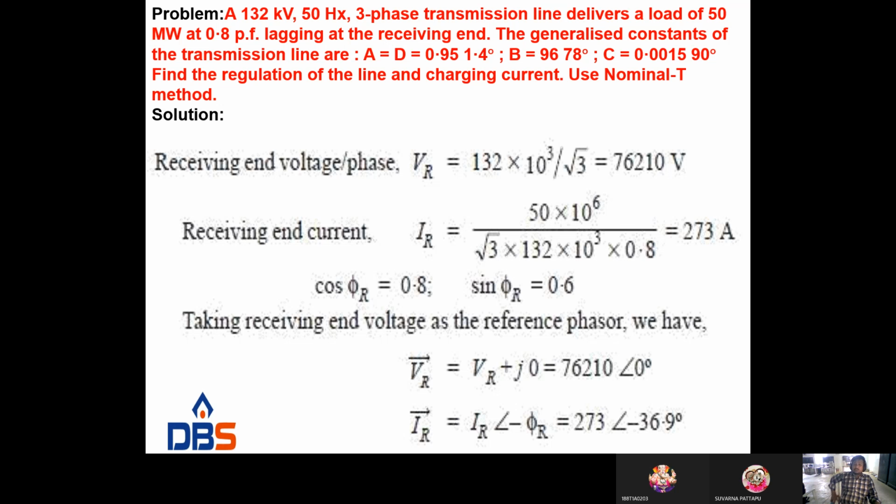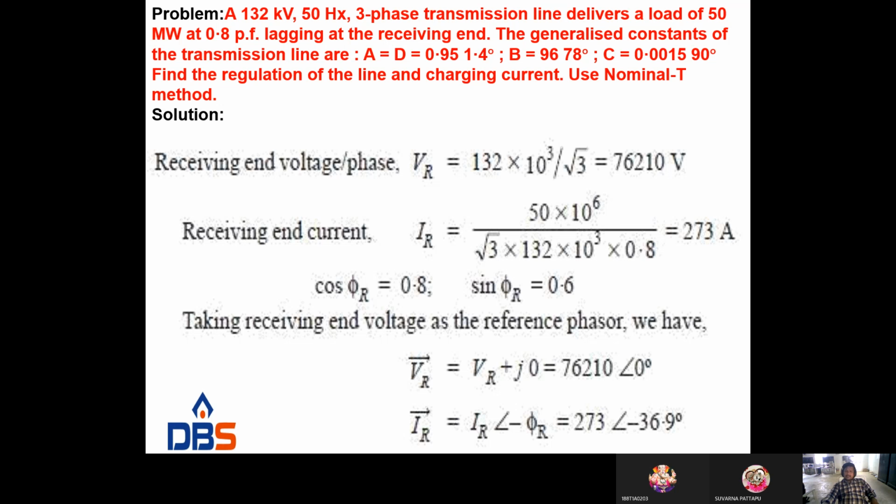The given receiving end voltage is 132 kV. That means per phase, as it is a 3-phase system, is 132 into 10 cube by root 3, that is 76210 volts. Receiving end current IR: P is equal to root 3 VR IR cos φR. Therefore IR is equal to P by root 3 VR cos φ, that is 50 into 10 power 6 by root 3 into 132 into 10 cube into 0.8. We are getting IR is equal to 273 amperes.